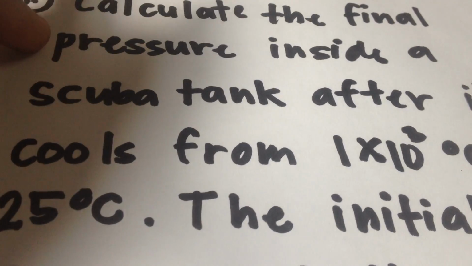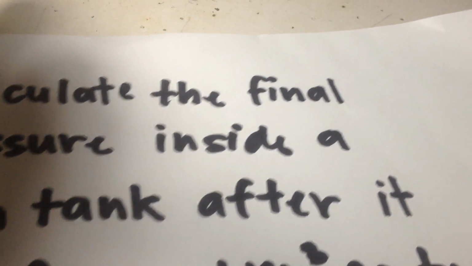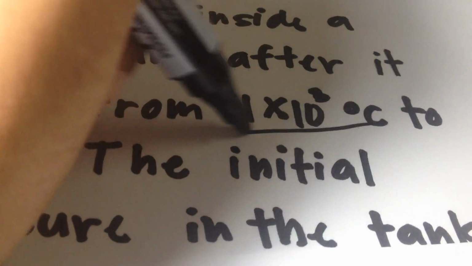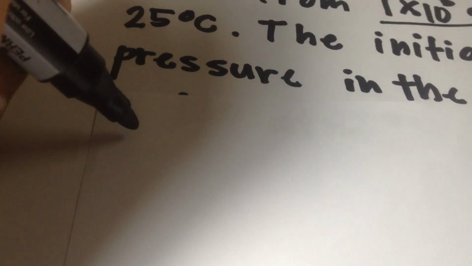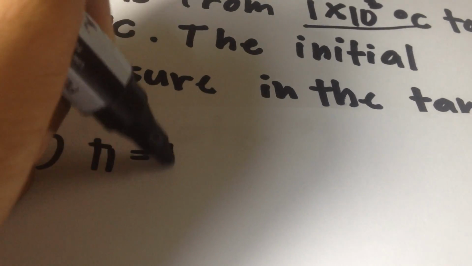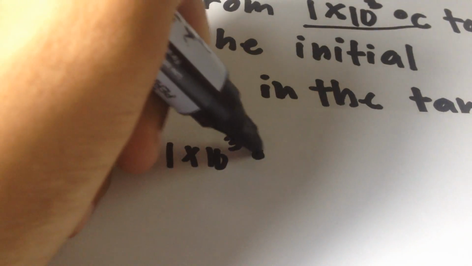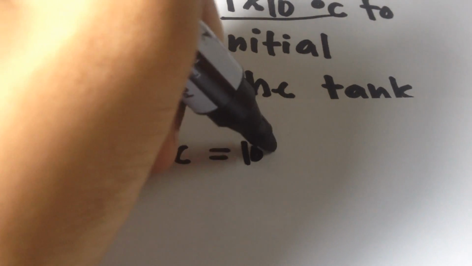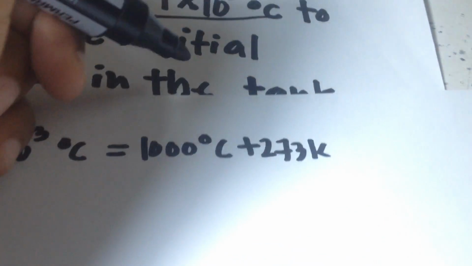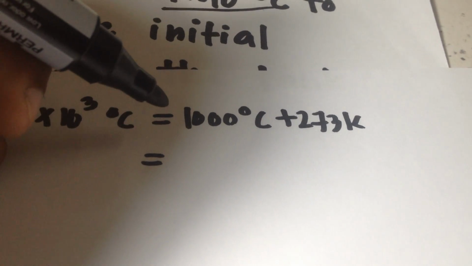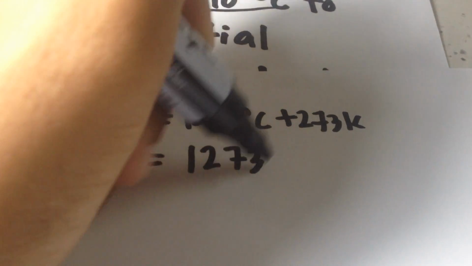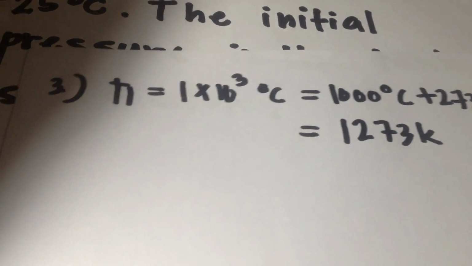So, let's begin. We have a temperature 1 here, T1. T1 is equal to 1 times 10 to the power of 3 degrees Celsius, which is 1000 degrees Celsius, plus 273 Kelvin. So 1000 plus 273 equals 1273 Kelvin. So that's temperature 1.